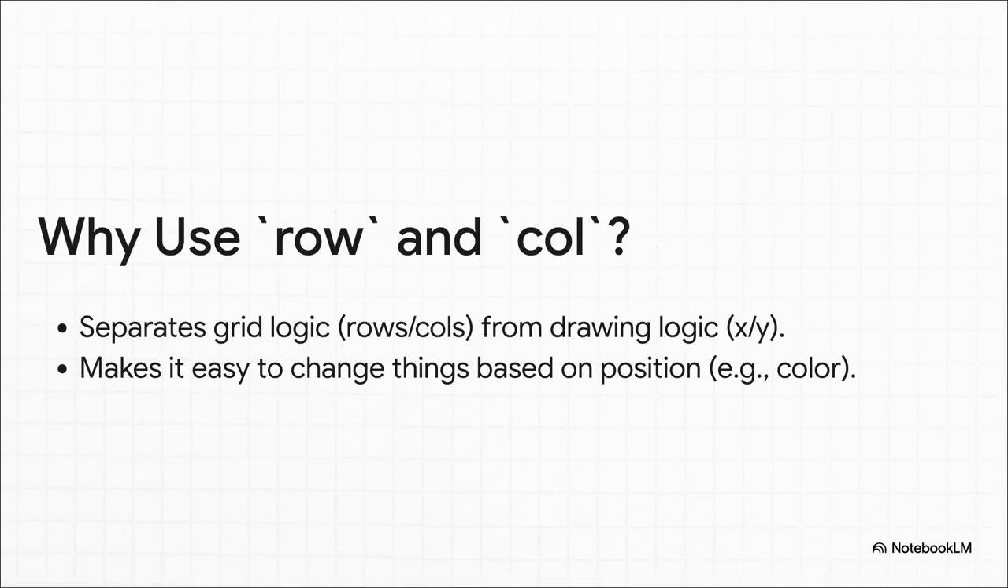So why even bother with this? Because it separates your logic. The loops are just in charge of what row and column am I on. And then some totally separate formulas handle, okay, where on the screen does that actually go? And that separation is so powerful. It means you can easily do things like say, hey, if the column number is 2, make all those circles blue, without having to mess with your main loop structure at all.